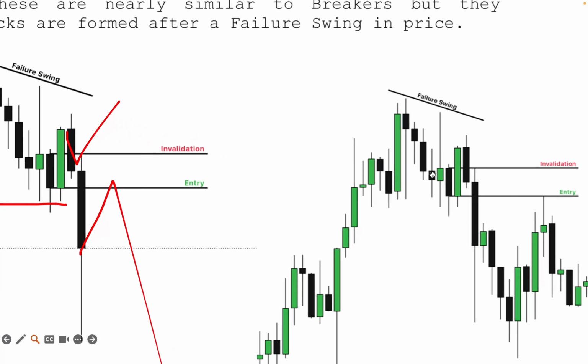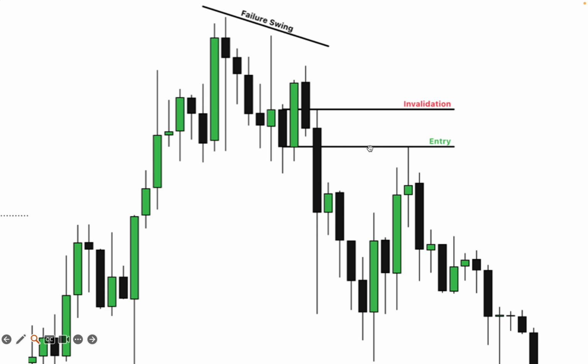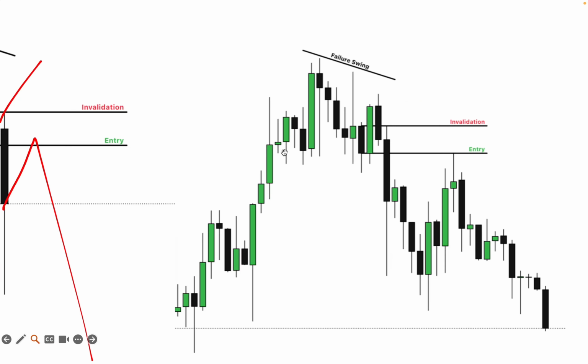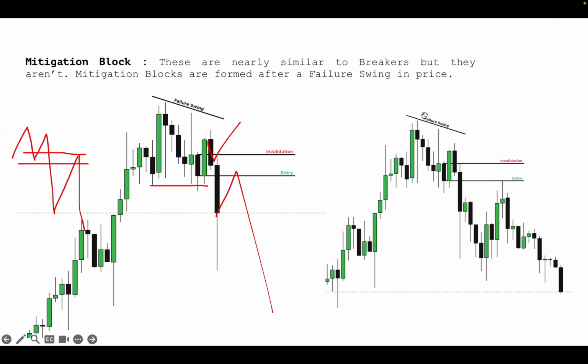So mitigation blocks are, to use a mitigation block for an entry, use the close of the other block as your entry, and invalidation will be the open of the other block. Unlike when it is a bullish order block, where we would have used the open as the invalidation and the close as our entry. So here we have the last down candle before an up move, then it got invalidated. Now I'm retracing back into it to sell. So now that's a mitigation block. Why is it a mitigation block? Because it had the failure swing.